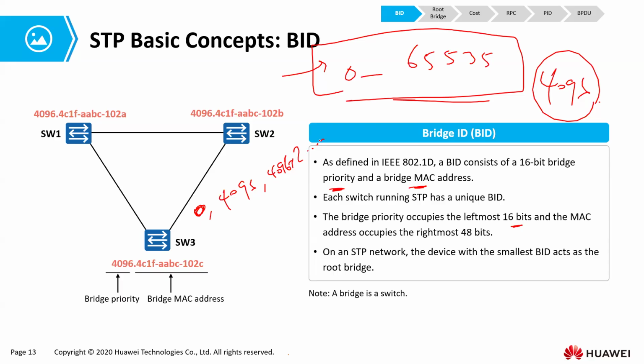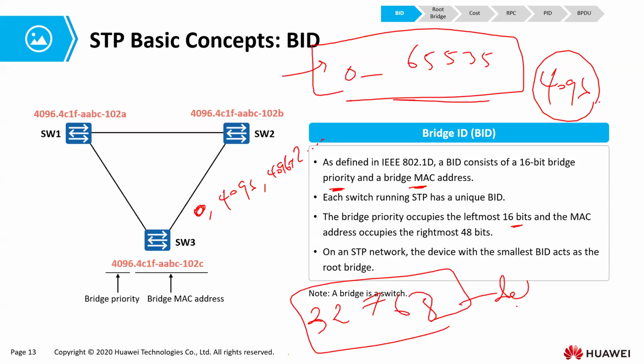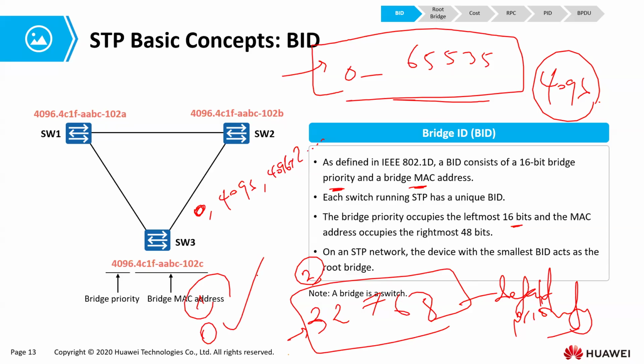Also very important to know is the default priority, 32,768. By default, my switch is at this value. If I have two switches, this is switch 1 with a priority of 0, and the other one has a priority of 32,768. The one with 0 becomes the root bridge. That's the idea around using my bridge IDs.